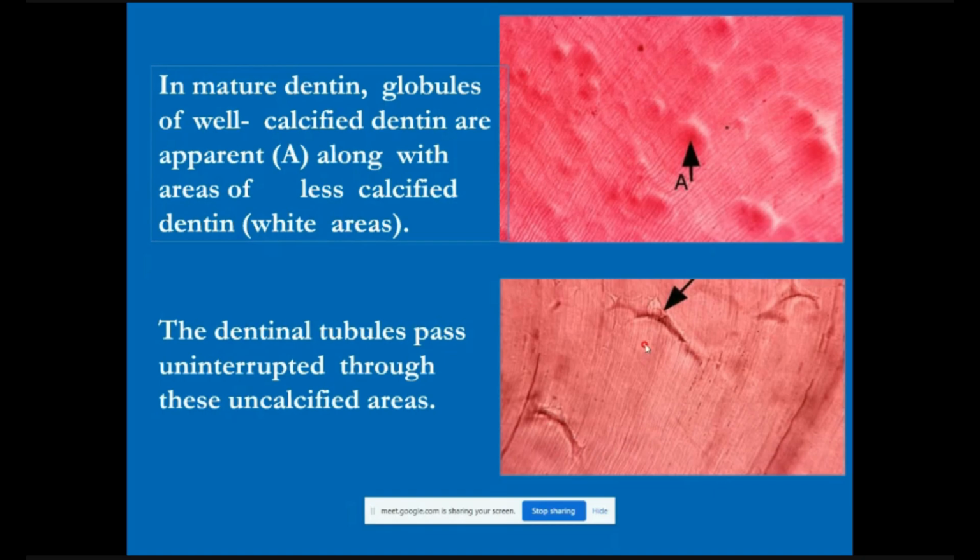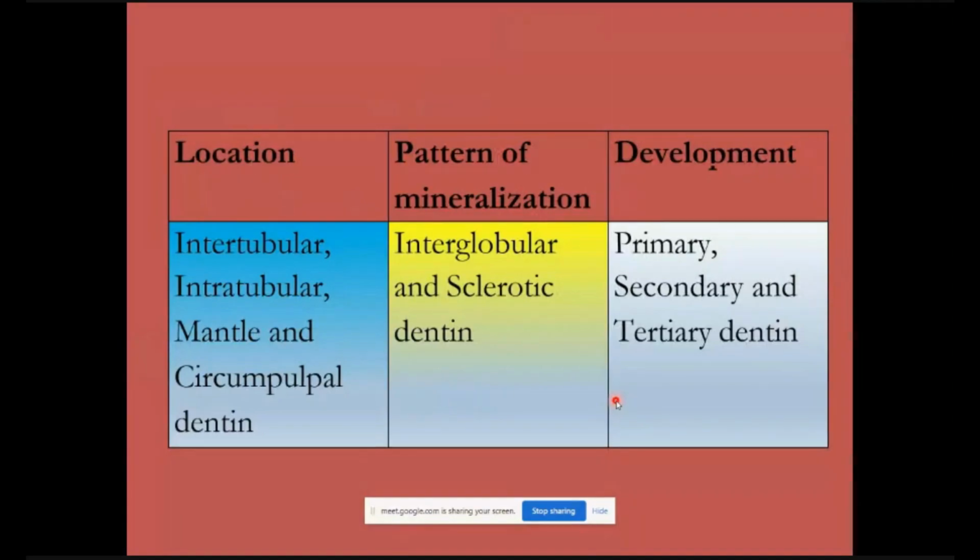And you can see in this picture that the dentinal tubules pass uninterrupted. It doesn't matter whether this area is unmineralized or hypomineralized. There is no restriction, they pass uninterrupted through these hypocalcified areas.